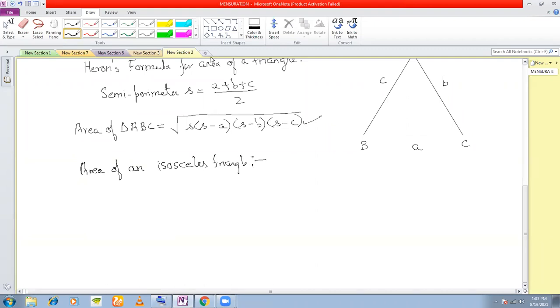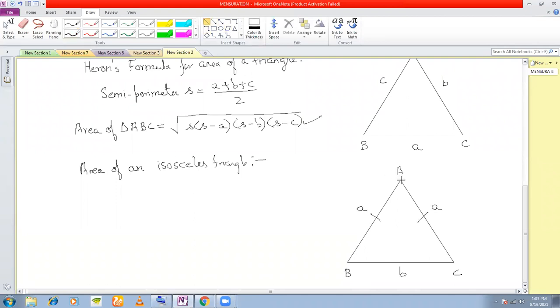How do you find out the area of an isosceles triangle? Let us consider an isosceles triangle in which these two sides are equal, AB and AC. Let us say that the equal sides are A, and let us say that the unequal side is B. Then how will I find out the area of this triangle?